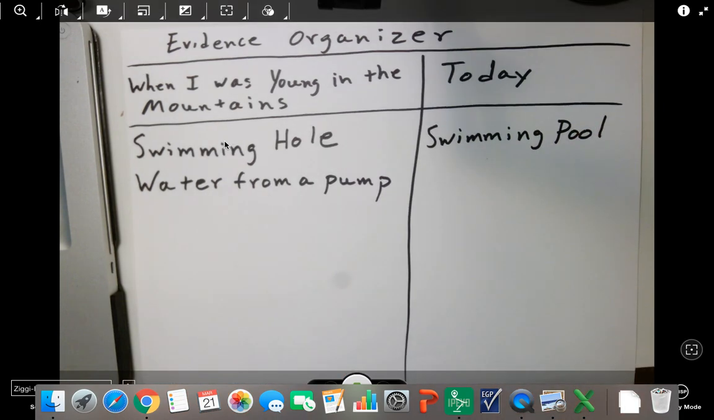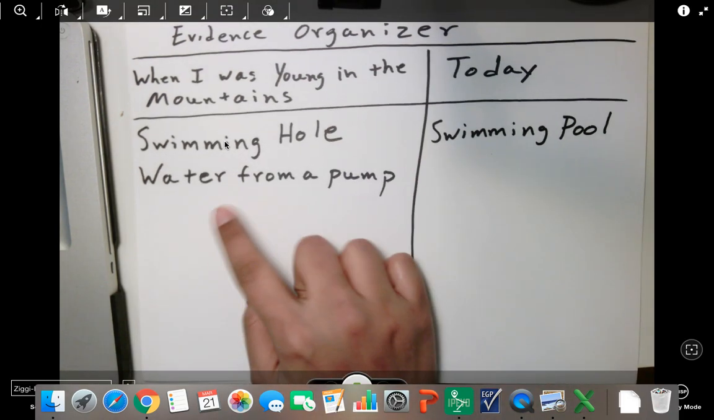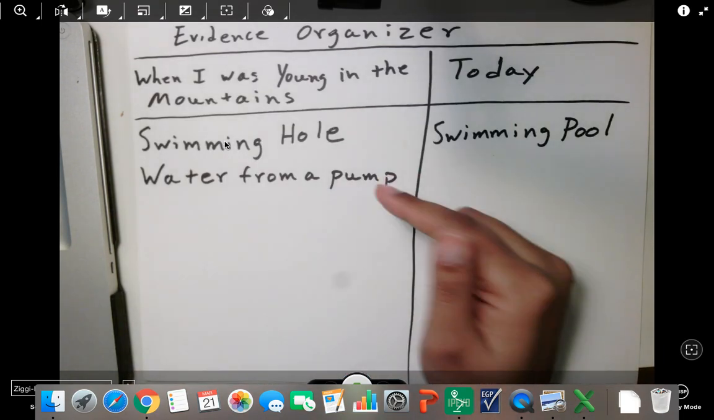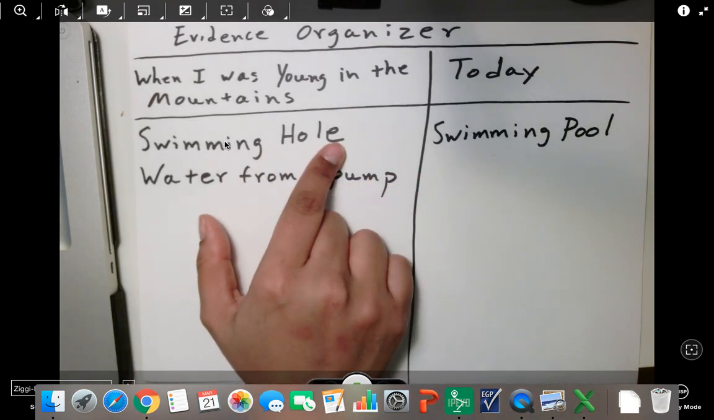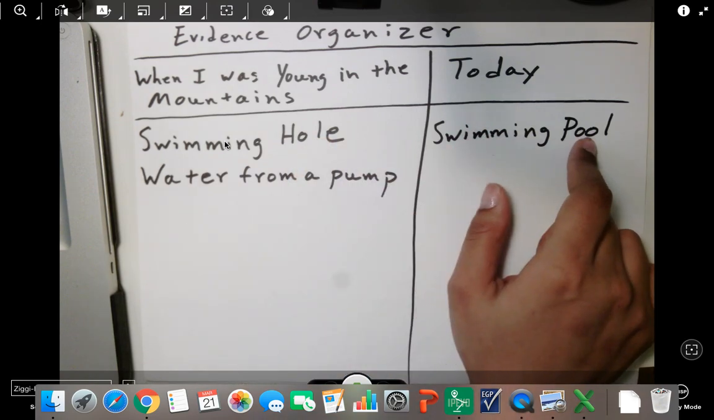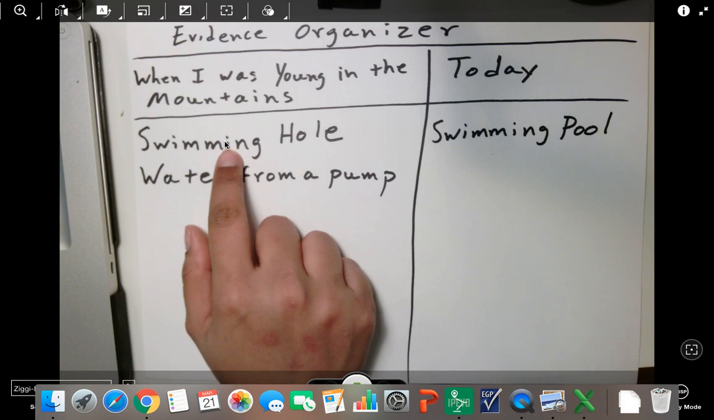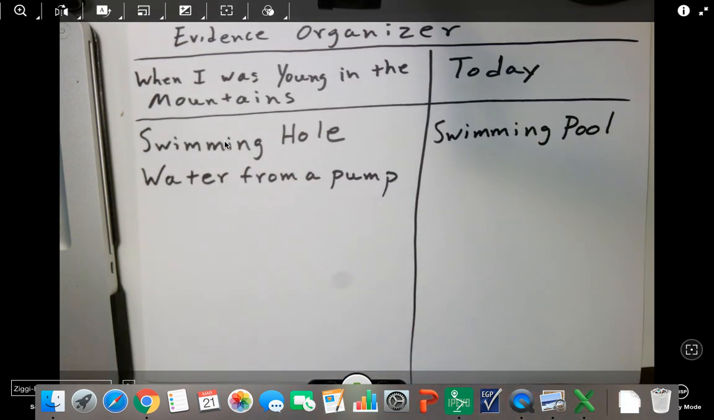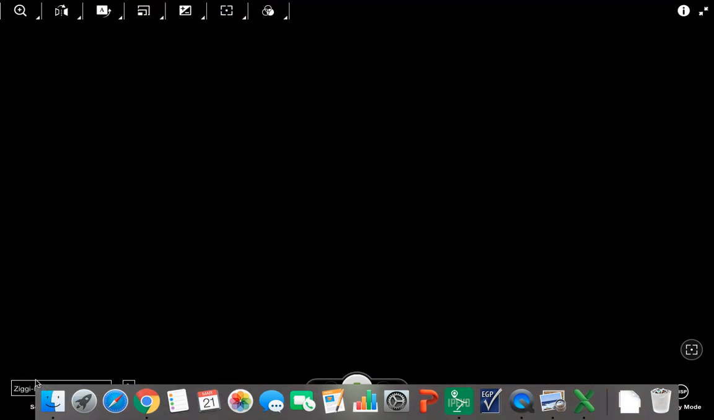Great. Now, what about the next one? I think we're going to leave it right here because we didn't get to read this part of the story yet. So just to jog our memory, we have swimming hole and we have swimming pool now. And we're going to keep doing that every day, seeing what she used to have and what we have now. Now, dun dun dun, your first assignment.